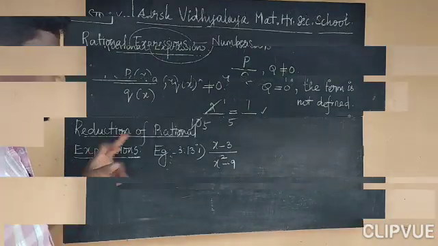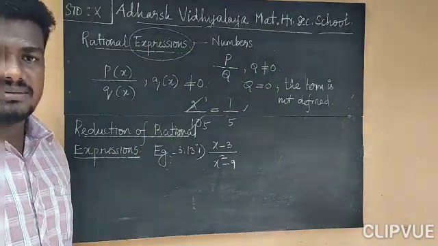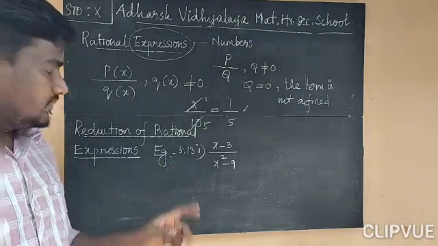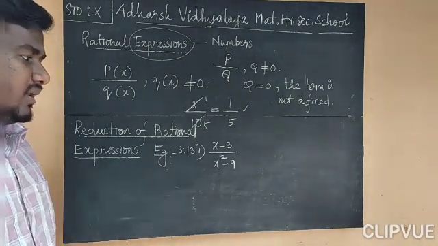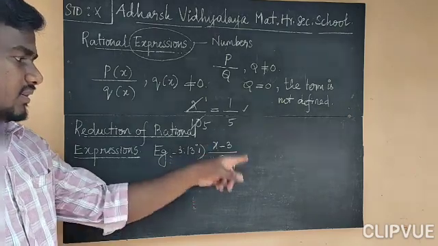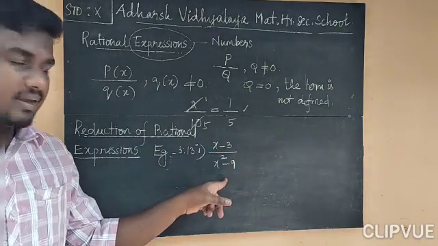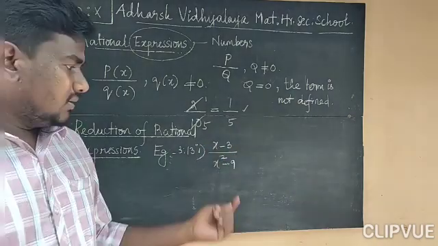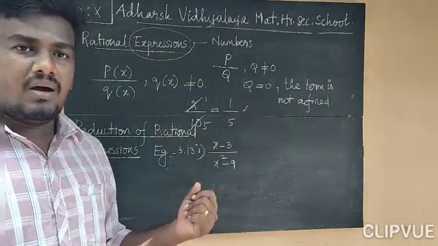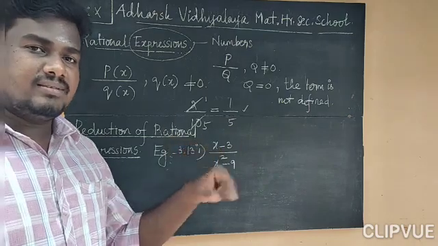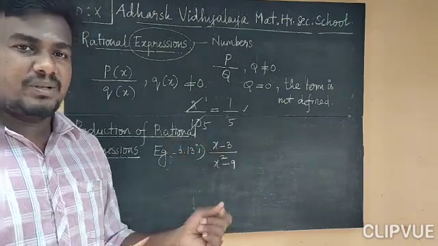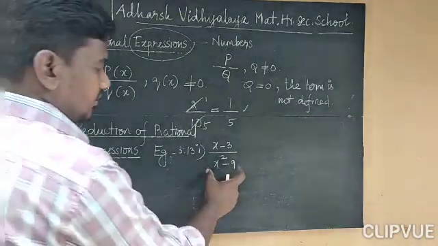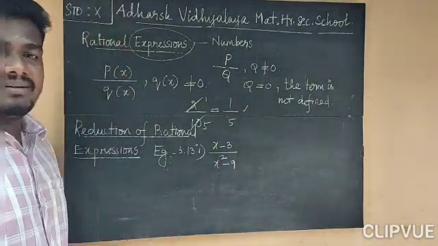So now, reduction of rational expressions. We have started from a small example. So first, example number 3.13, first subdivision. The question is x minus 3 divided by x square minus 9. So this is a rational expression, you know very well. Now we are going to simplify, or write in its lowest form or simplest form, this rational expression. So first step, we are going to find their common factor.